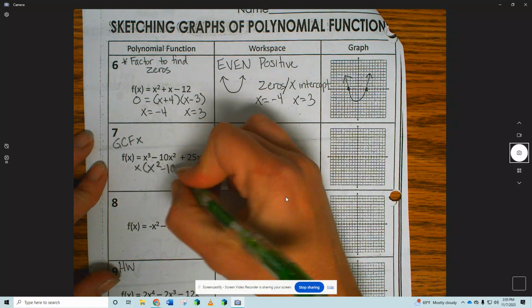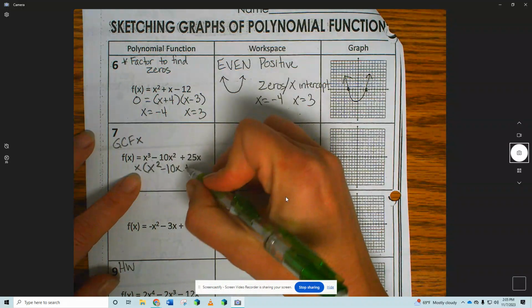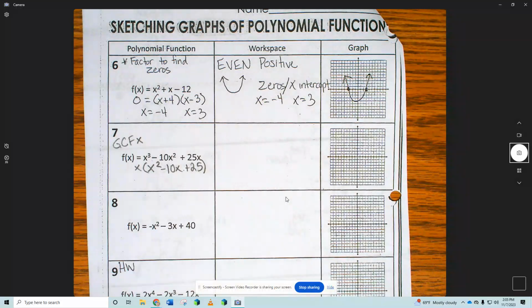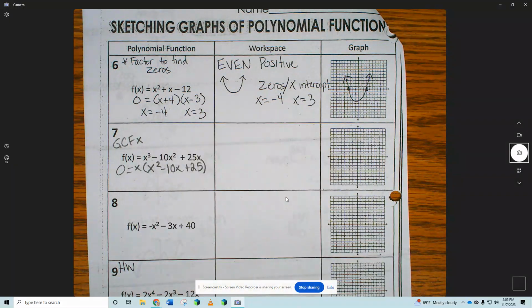-10x. 25x, divide out an x. Plus 25, thank you. Okay, you're not done, because I need to know what my x equals. I need my parentheses.